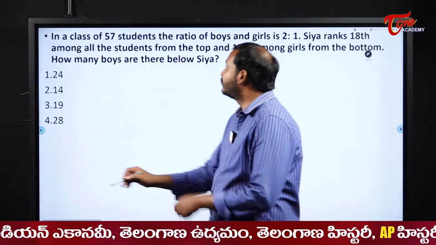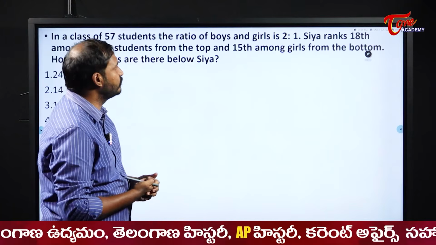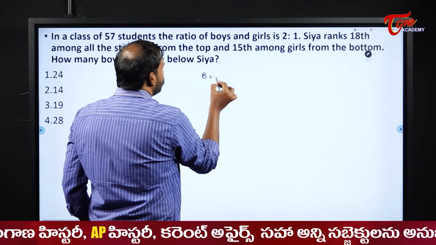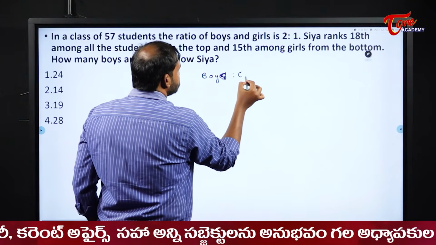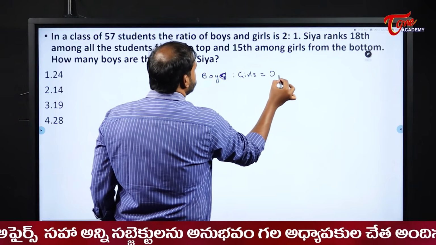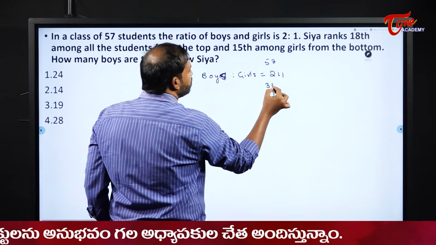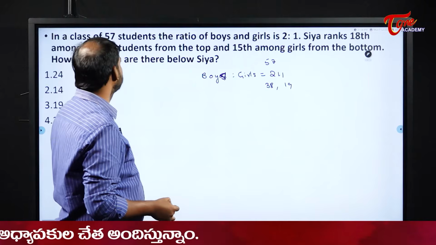Now, in a class of 57 students, the ratio of boys and girls is 2:1. Boys and girls are in the ratio 2:1. That means of total 57, boys will be 38 in number, girls will be 19 in number, right? Yes, 2:1 ratio means that. Next.